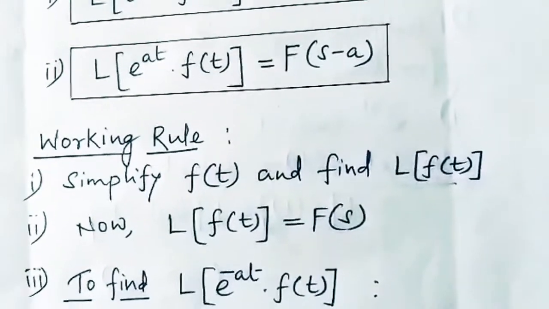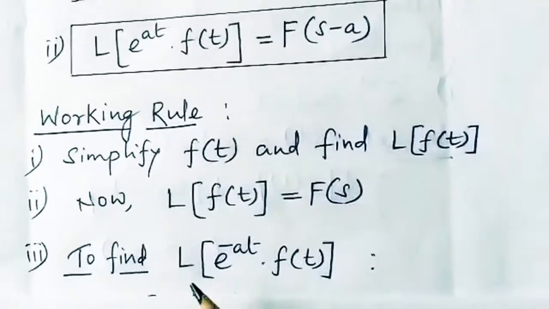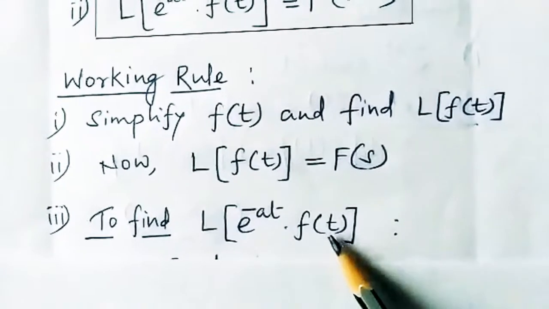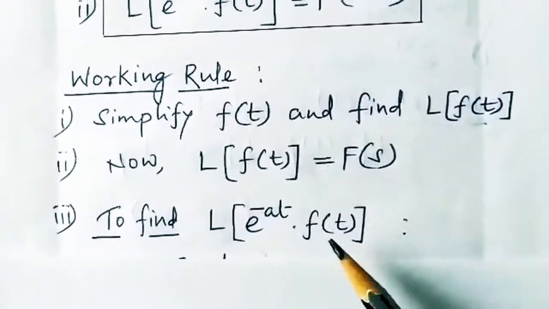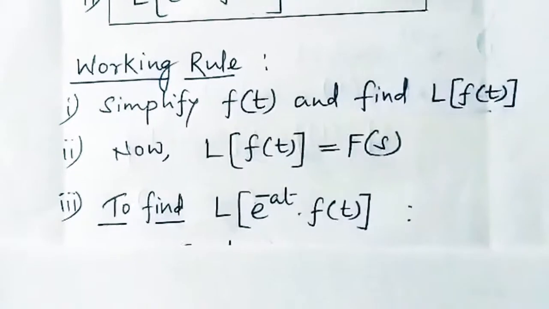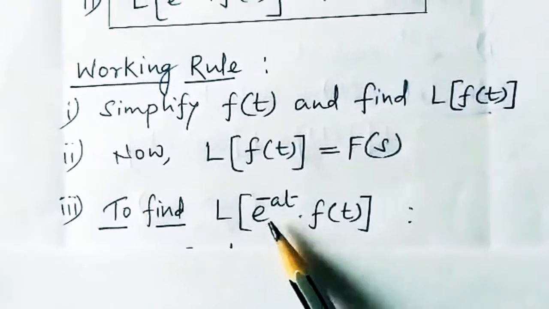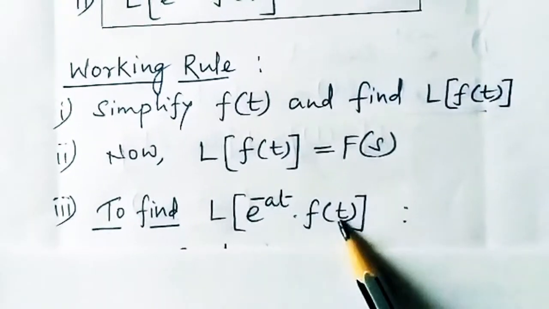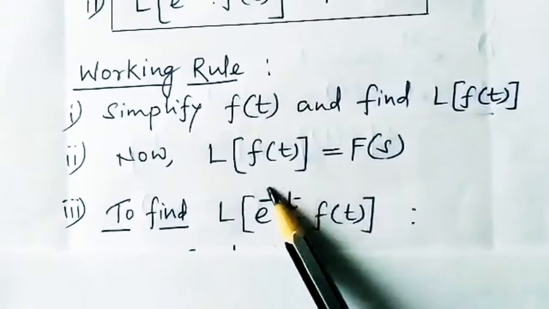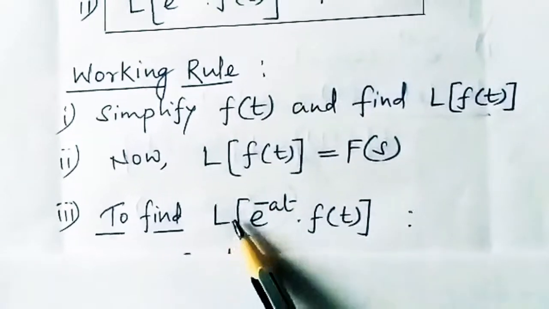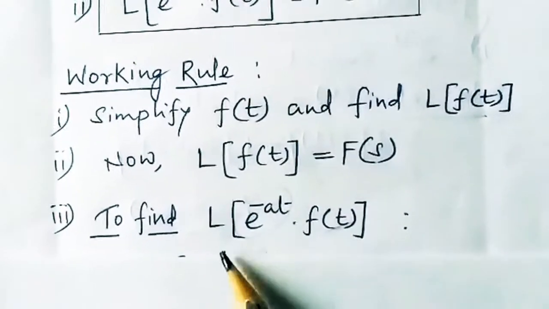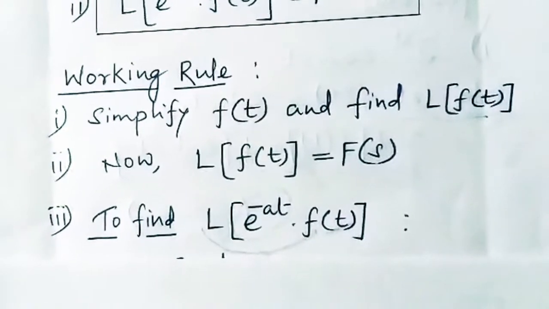First case, to find Laplace of e to the power of minus at f of t. Let's see how to find this. Whenever we come across e raised to minus at into f of t, the product of two functions, in the initial stage let us ignore e raised to minus at, only concentrate on f of t, and find the Laplace transform of f of t.